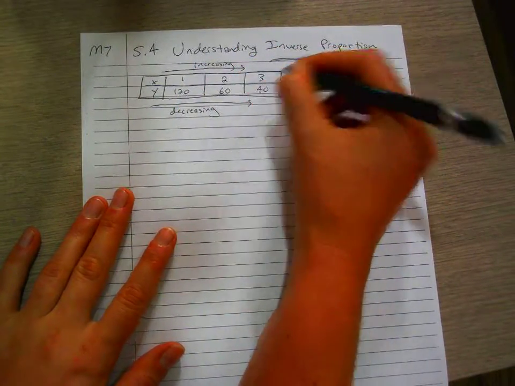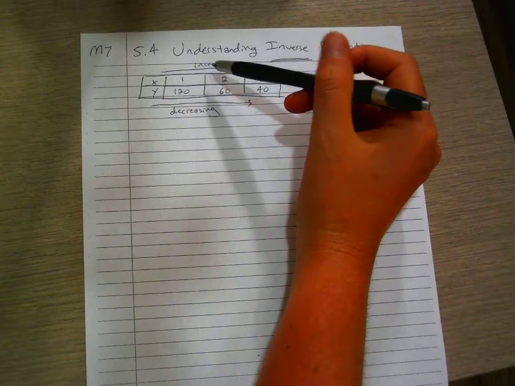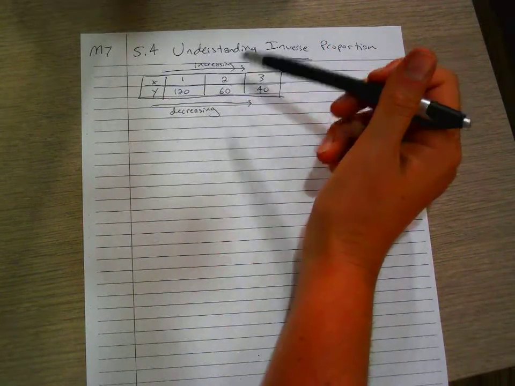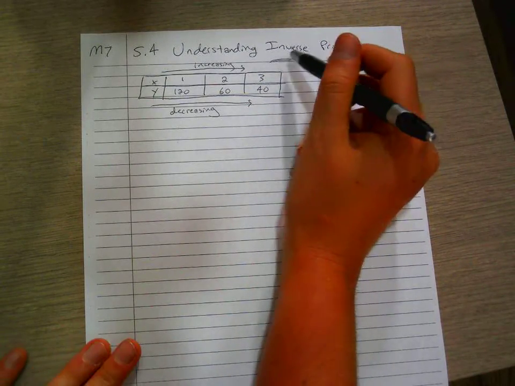So we know already that they're not related directly, because 1 over 120 is not the same as 2 over 60, which is not the same as 3 over 40. But they can be inversely proportional.